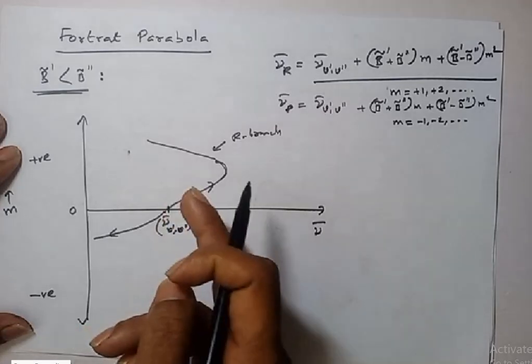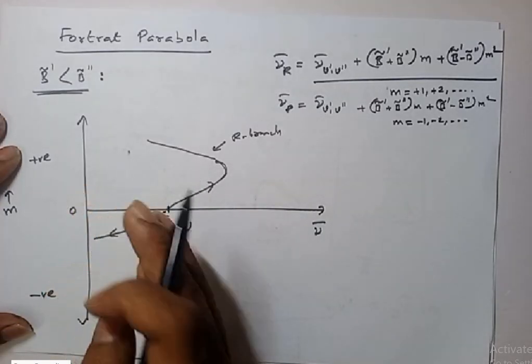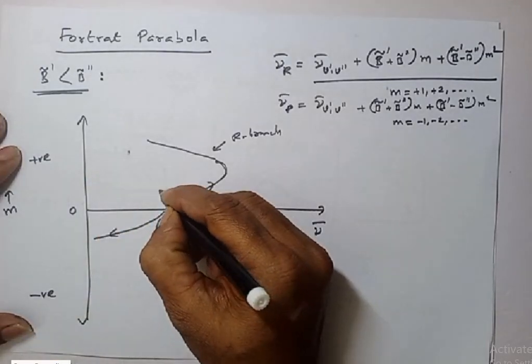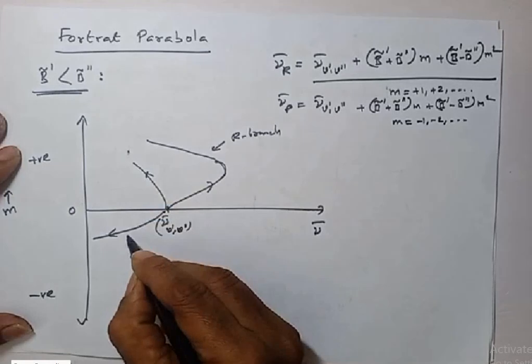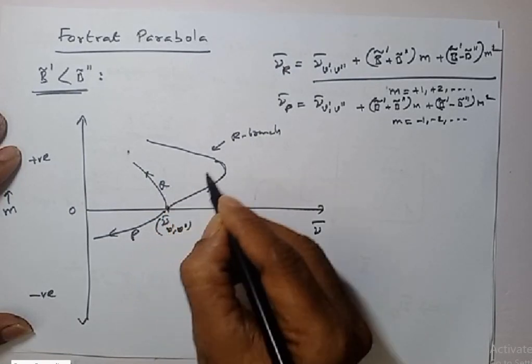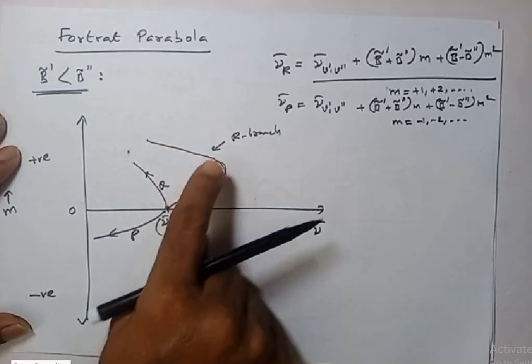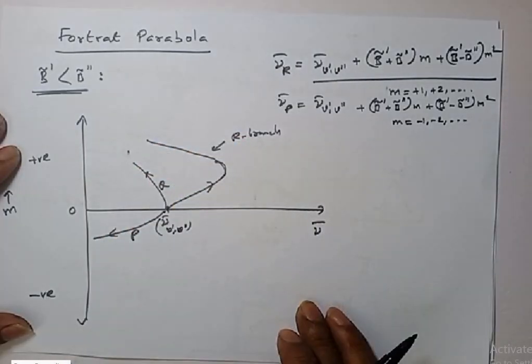And you know very well Q branch. Where will Q branch appear? Q branch will appear in the lower frequency side of the band origin. So Q branch will go like this. This is P branch, this is Q branch and this is R branch. So we get a band head in the R branch side.